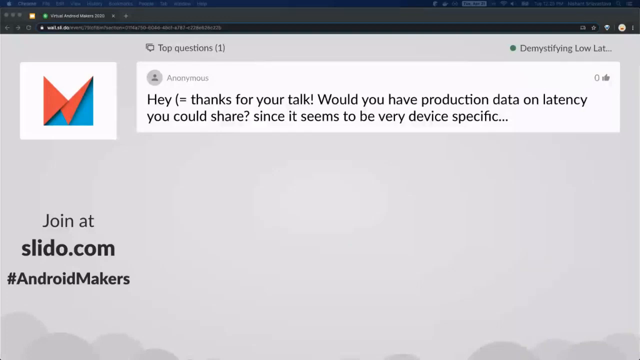Okay, so the next question is: would you have production data on latency you could share, since it seemed to be device specific? Maybe the follow-up question is, what kind of latency are you talking about? If you're talking about device-specific latency for just the audio that plays in, and not Bluetooth-based latency, then there are a couple of companies that are actually doing a lot of tests on this.